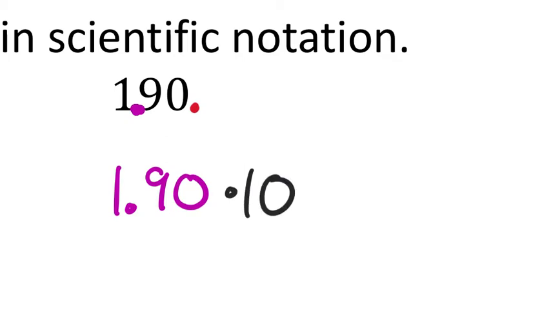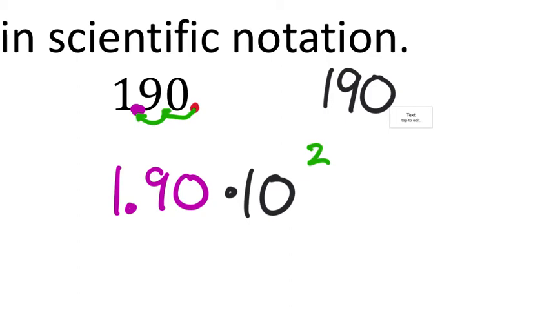So I can see that the decimal moved, and again, I don't care about direction. You could count from the purple decimal or the red decimal. I'll start with the red. It moves 1, 2 times. So I know the exponent is 2. The question is, is the 2 positive or negative? That's the last thing we need to figure out. Well, the original number there was 190. And last time I checked, 190, it's bigger than 1. Okay.